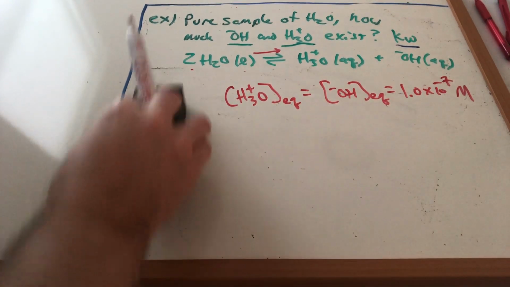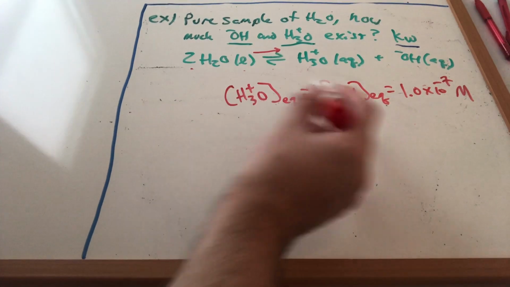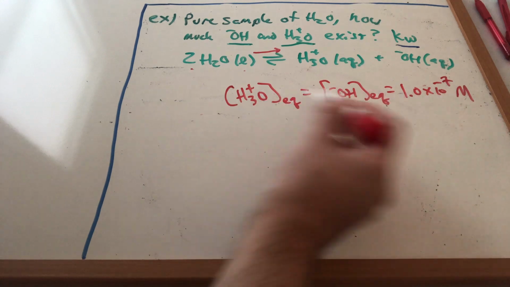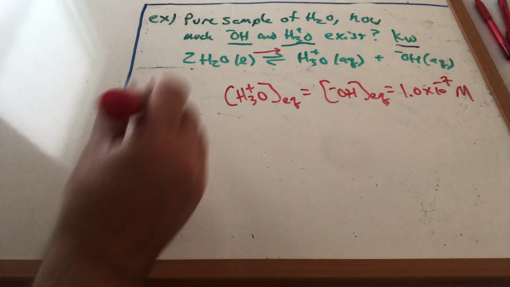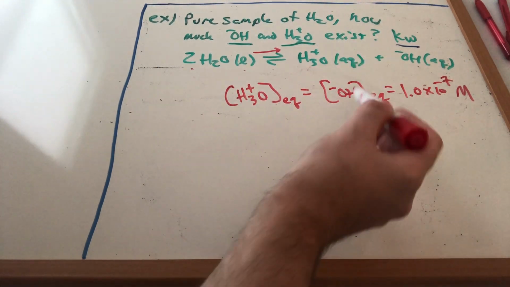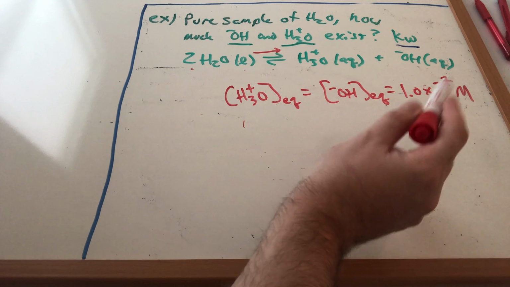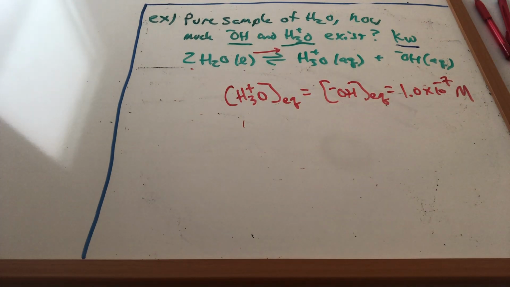Now that's a mouthful, but it gives us a guidepost. If I throw more acid in here, this is going to go up, this is going to go down, and these numbers won't be equal anymore. This is only valid for pure water. Likewise, if I throw some base in there, this is going to go up, this will go down, and they won't be equal anymore. But for neutral pure water, this is the concentration.